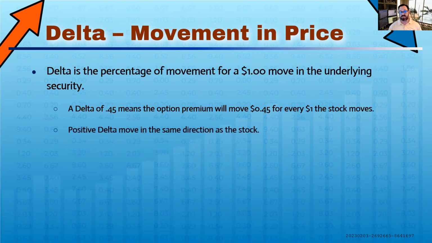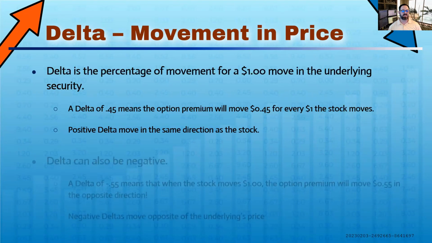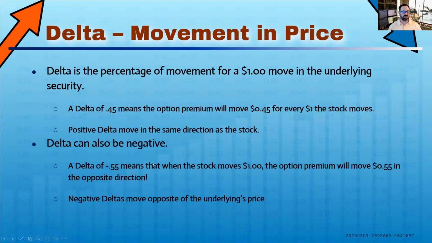Anyway, positive delta moves with the stock. So if you see positive delta, it means that if price goes up on the stock, the option premium will go up as well. Same thing with futures, options on futures, because you have those too. If you have a negative delta, that moves opposite. So if you have a negative delta of 0.55 and the stock moves up by $1, your premium will lose 55 cents. However, if the stock goes down by $1, premium would actually rise by 55 cents. So negative deltas move opposite of the underlying price.